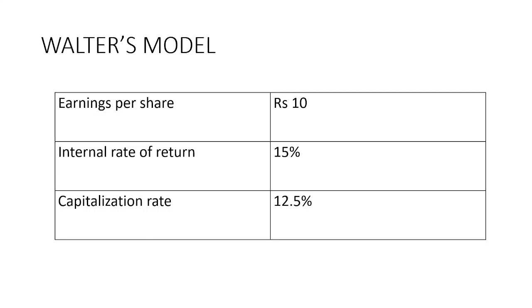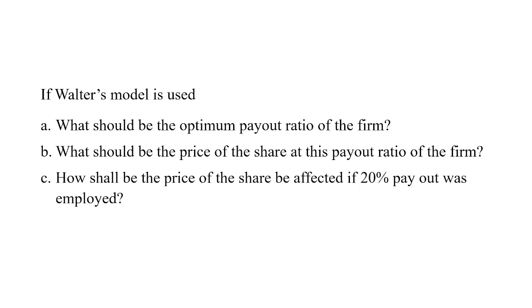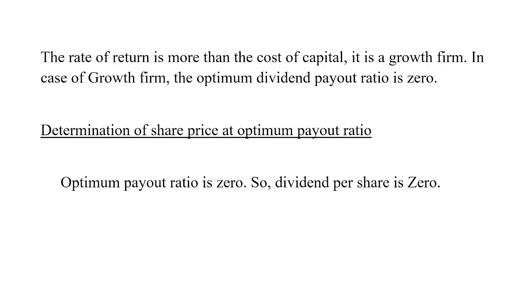So, in this case R, the rate of return, is more than the cost of capital or capitalization rate. In such a case, we call it a growth firm or a growing firm. Here R is 15% and the capitalization rate is 12.5%. So, the firm is a growth firm. In case of a growth firm, the optimum dividend payout ratio is 0, which means that the firm should not pay dividend at all.